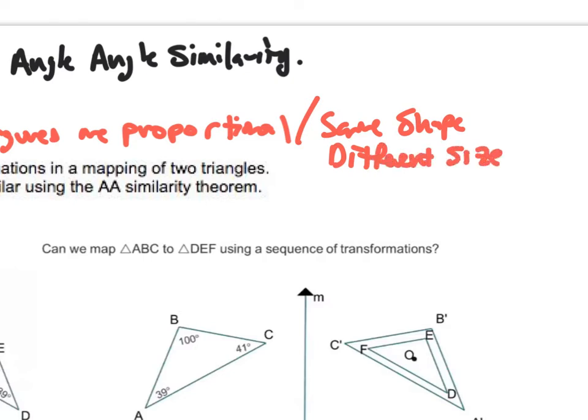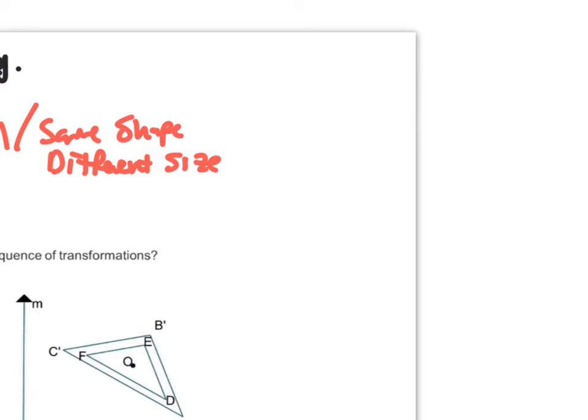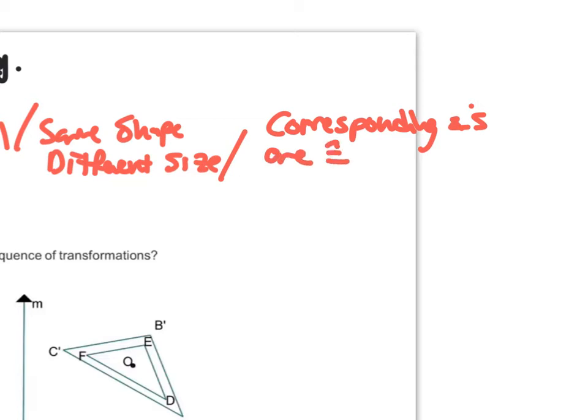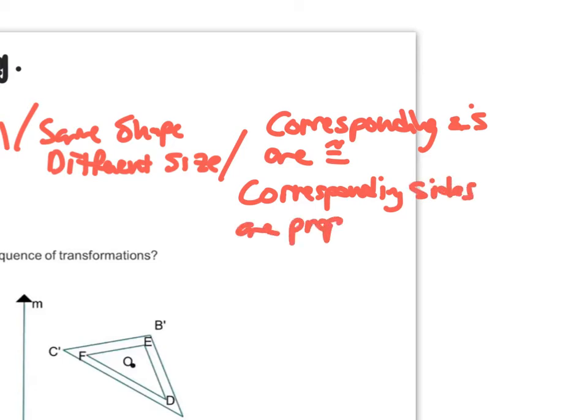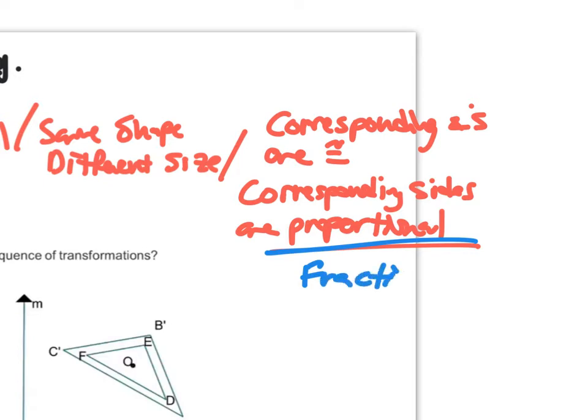All right? And we're also going to reiterate something about similarity, and that means that the corresponding angles are congruent, and that the corresponding sides are proportional. So corresponding sides are proportional. And when I talk about proportional, that means that fractions are equal. Fractions or numbers are equal.